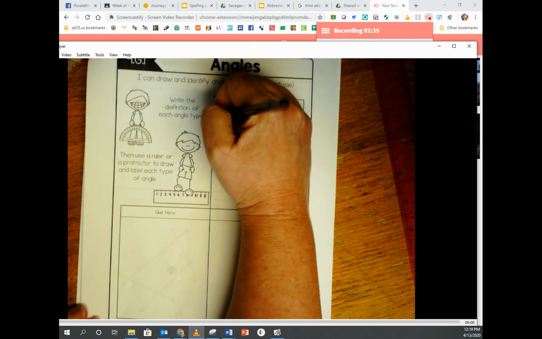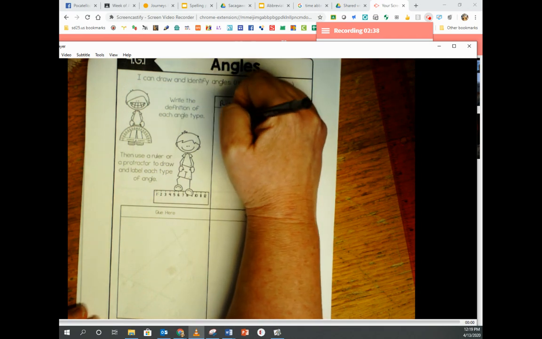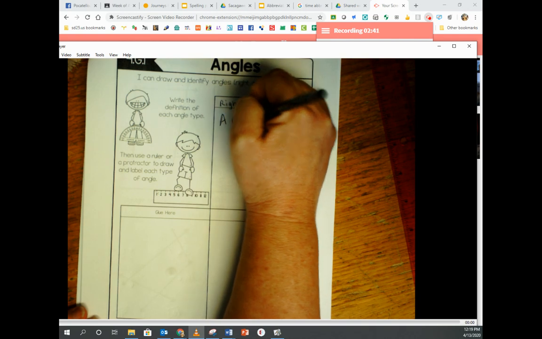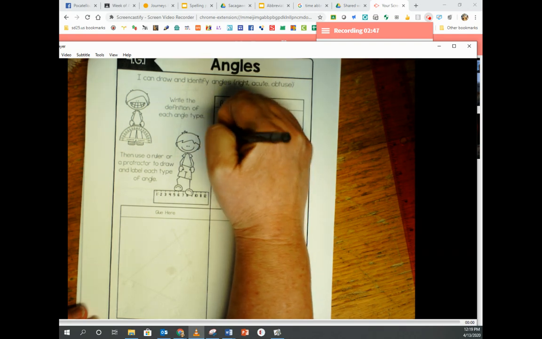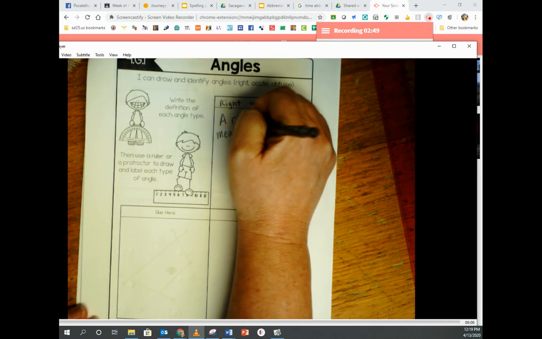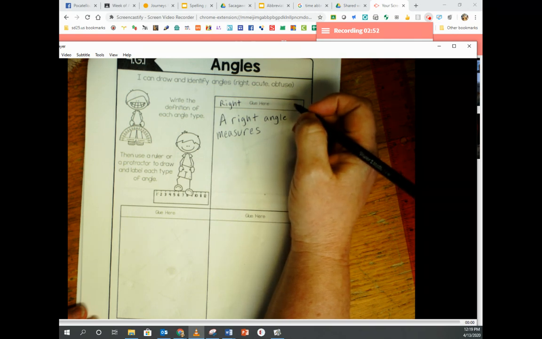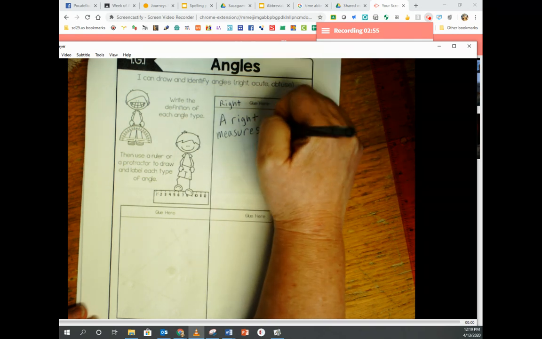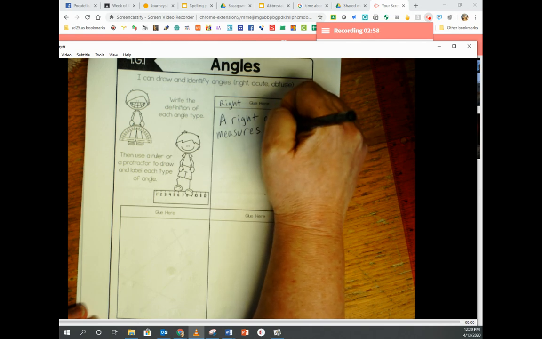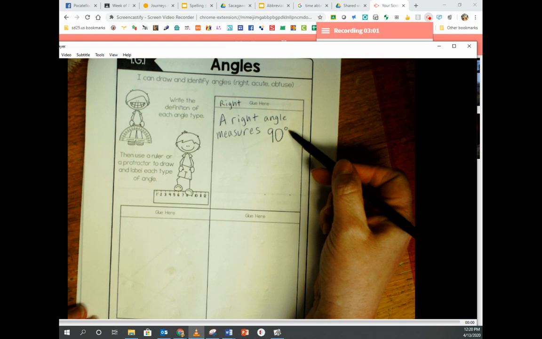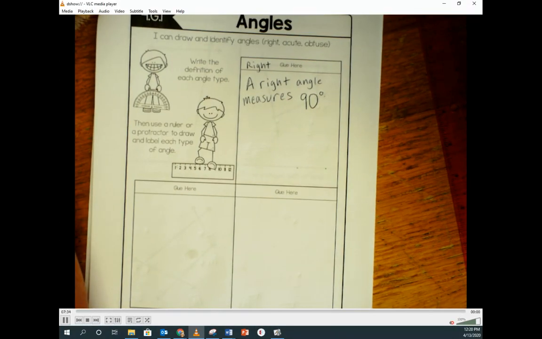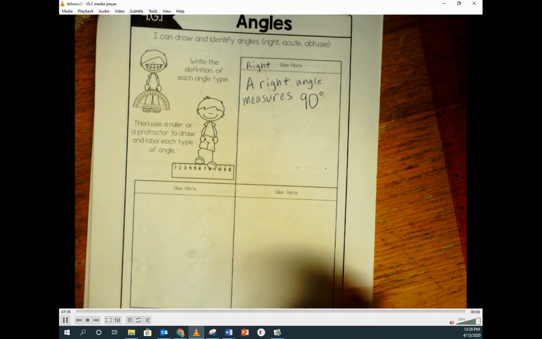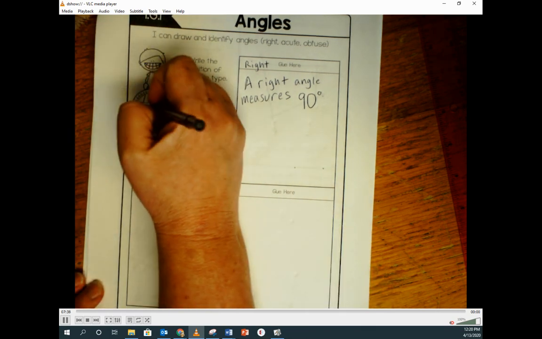A right angle measures 90, and then the degree symbol, which is a little tiny circle. That can be used to indicate temperature, and it can also be used to indicate the measurement of an angle. So a right angle is 90 degrees.